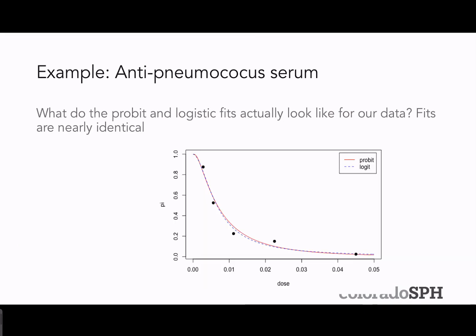And so what do these fits actually look like for our data? Here I have the data plotted, and in red is the Probit fit, and in the blue dotted line we see the Logit fit to that data. And these are nearly identical, so that gives you a good sense of why the likelihoods and the AICs are so similar for these models, because the fits are really quite similar.